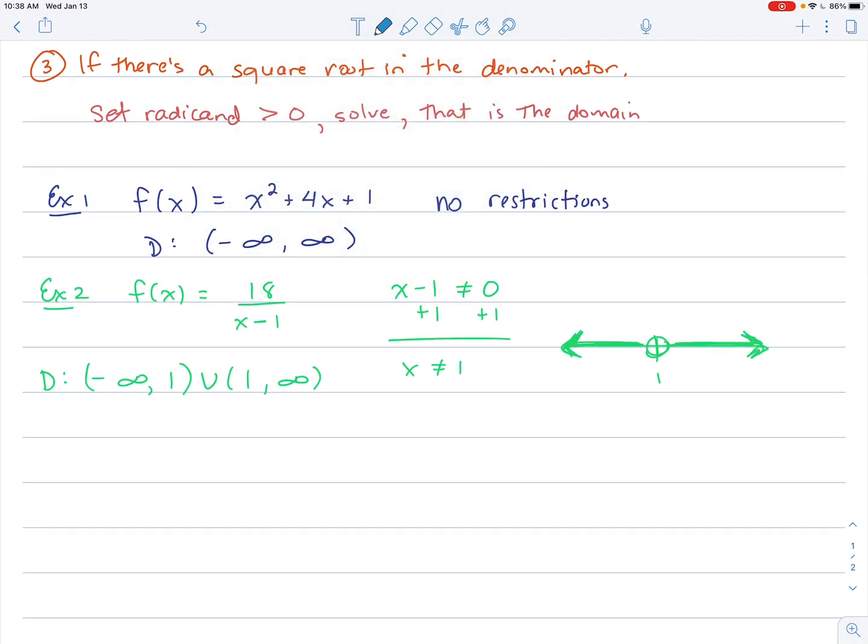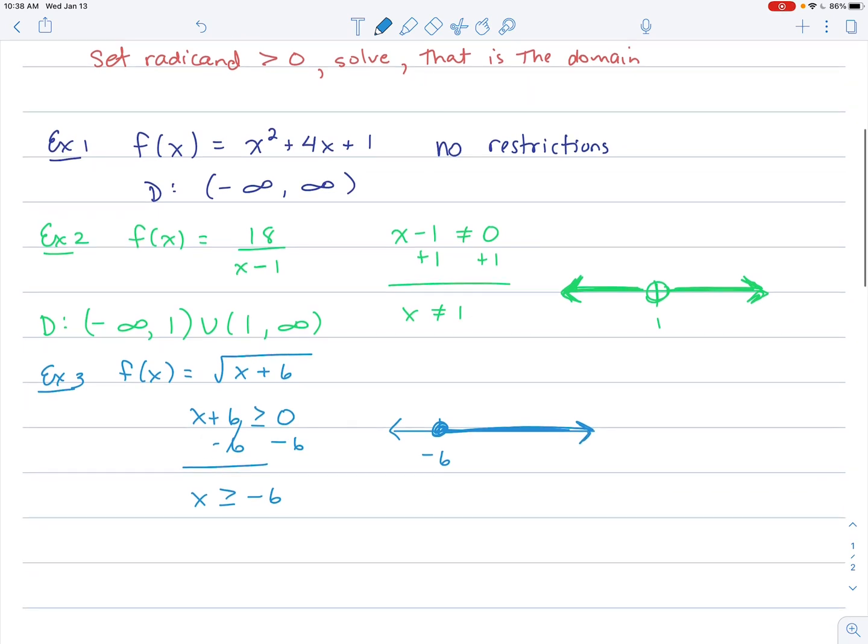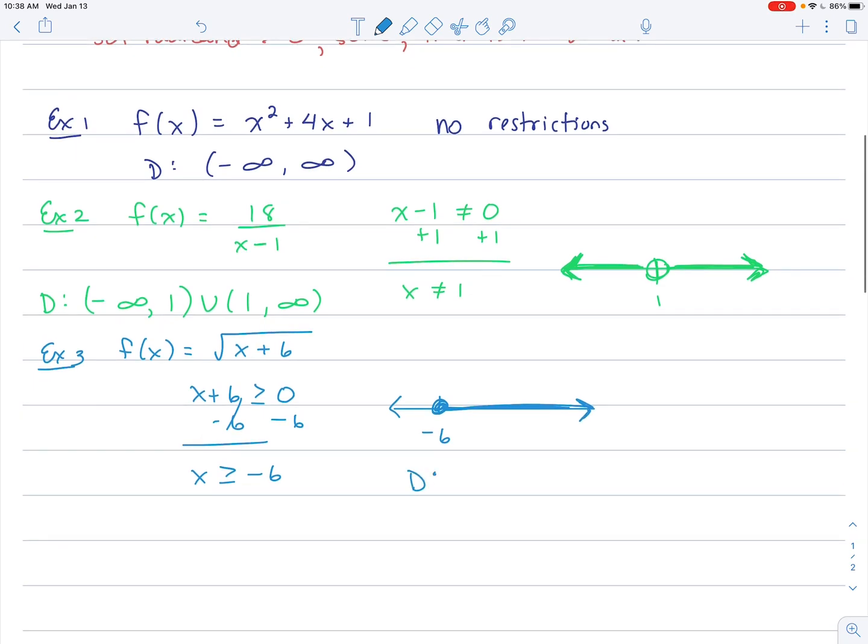Okay, then an example of a radical would be something like f of x equals the square root of x plus 6. A lot of things will work, but anything that makes this negative will not work. So you take what's under the radical, set it greater than or equal to 0, and solve. This is the domain: all numbers greater than or equal to negative 6. Negative 6 is fine because it makes it 0, and anything above it. As an interval, you would write negative 6 to infinity.